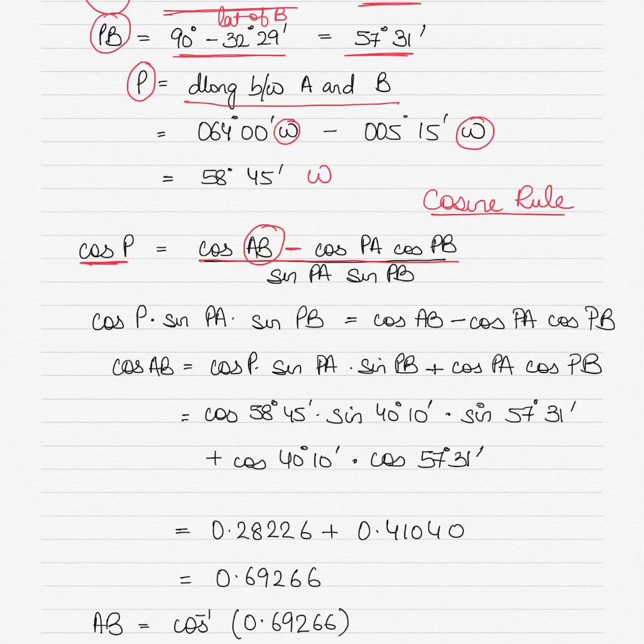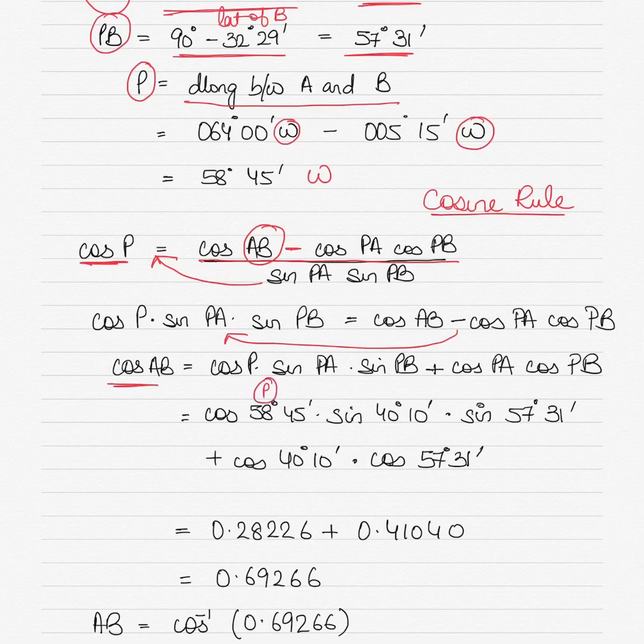To do that, we have to take all the other values on one side and keep AB on one side, because AB is the unknown and the rest of the values are the knowns. So I'll take this one here, which will make the equation cos P times sin PA sin PB equal to cos AB minus cos PA cos PB. So we got rid of the denominator, and then I'll take this here, so negative becomes positive, so cos AB will be equal to cos P multiplied by sin PA multiplied by sin PB plus cos PA cos PB. Then it's a matter of just putting in the values.